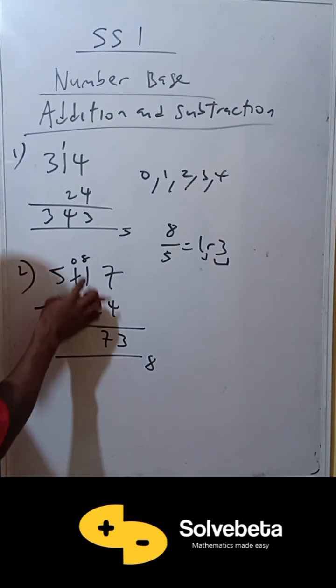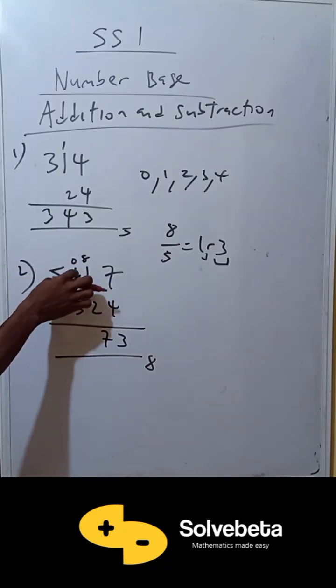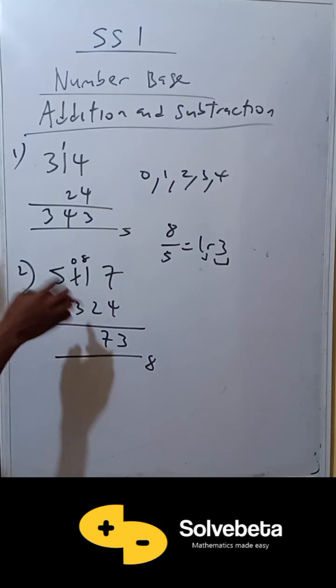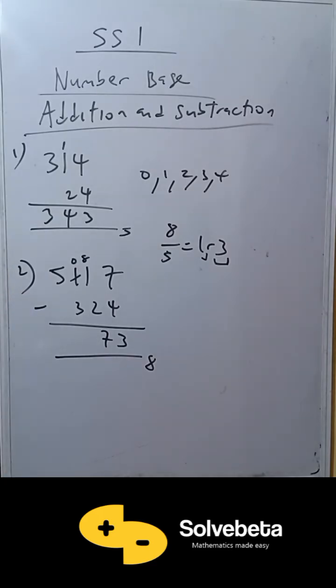7. You add it to this number that is here. The one that we borrowed is 8. When we add it to this one, it becomes 9. 9 minus 2 is 7. Did you get that?